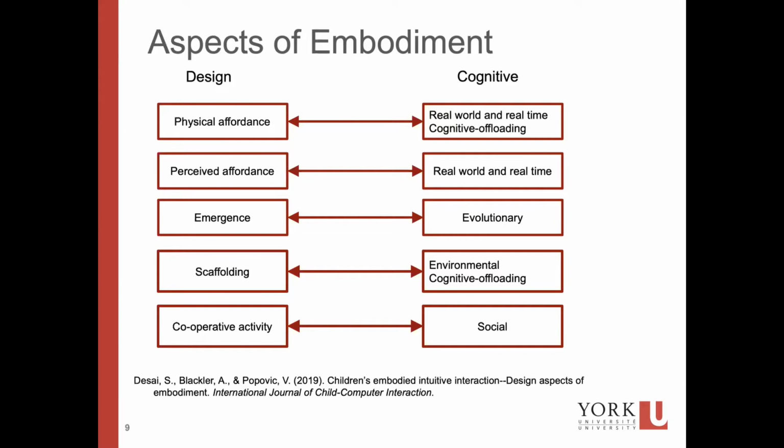And some of the aspects of embodied interactions or embodiment, which you could use as a designer to incorporate in your design for children, are physical affordances, perceived affordances, emergence, scaffolding, and cooperative activity. So I'm going to briefly go through what they mean and how you're going to use them in your design.